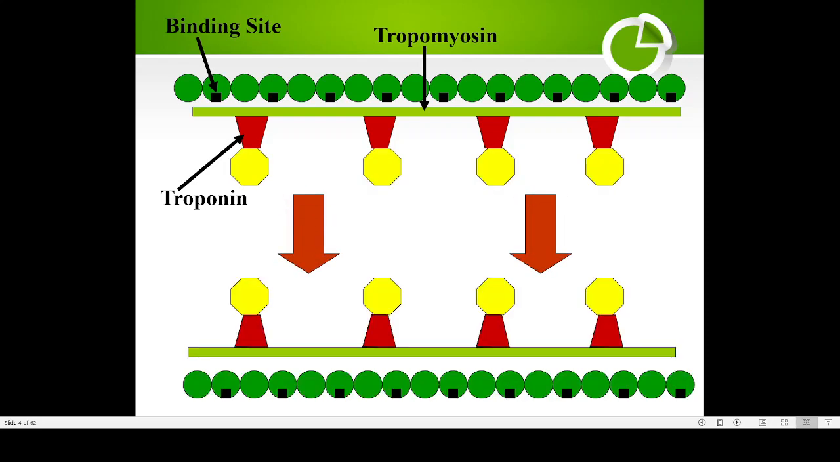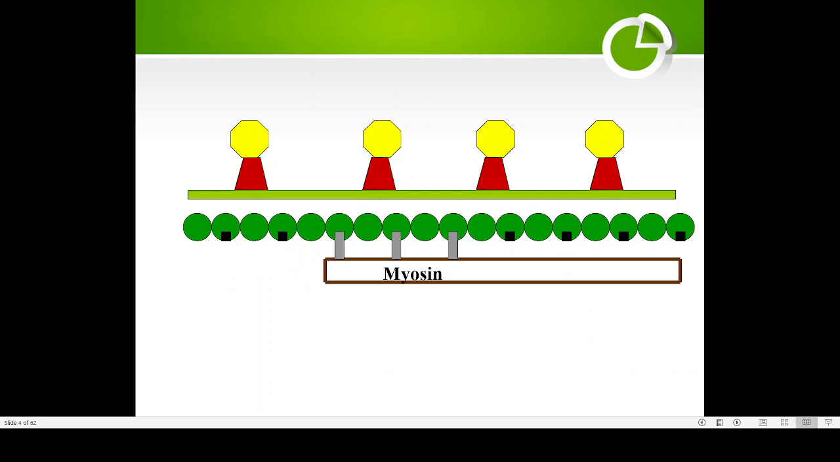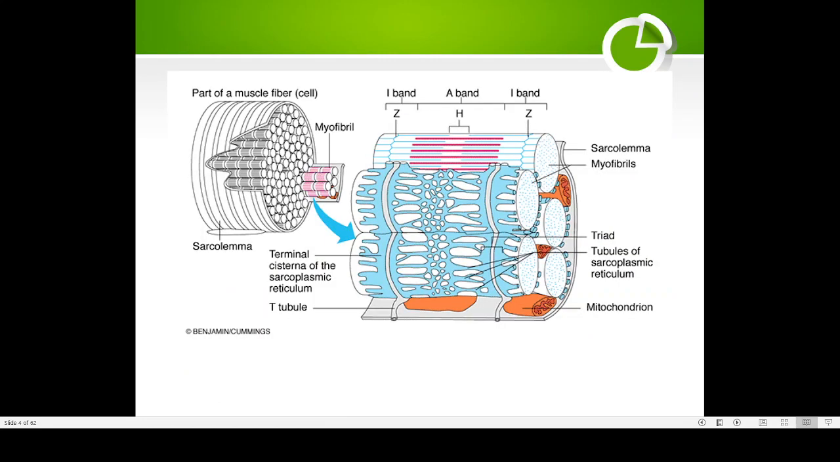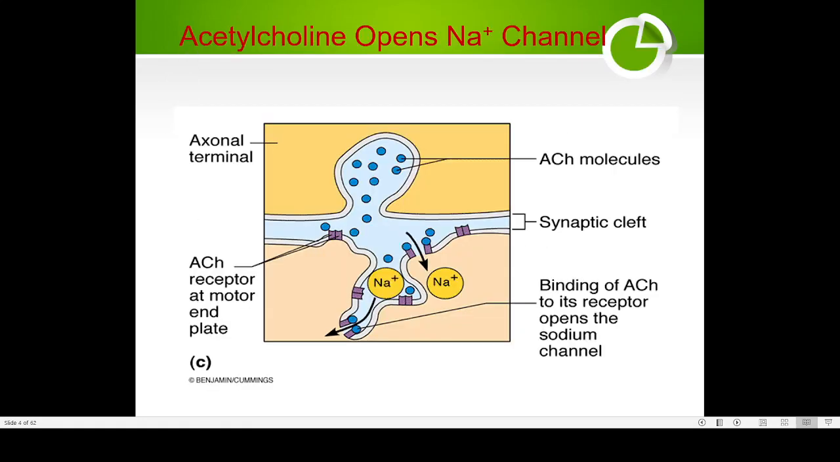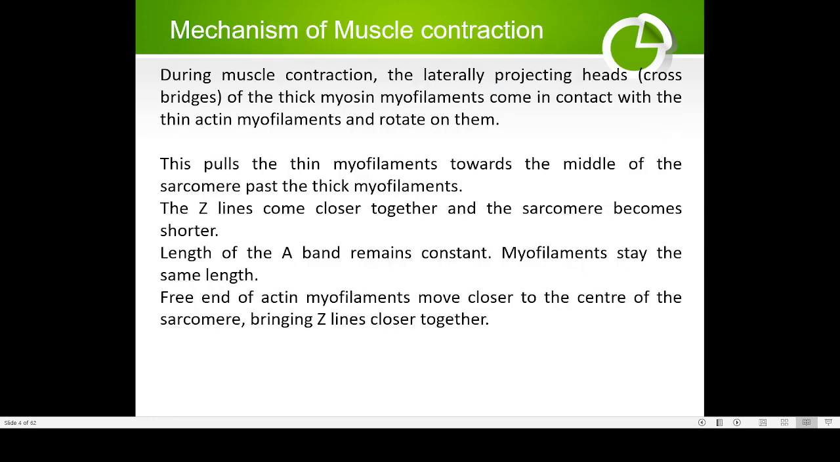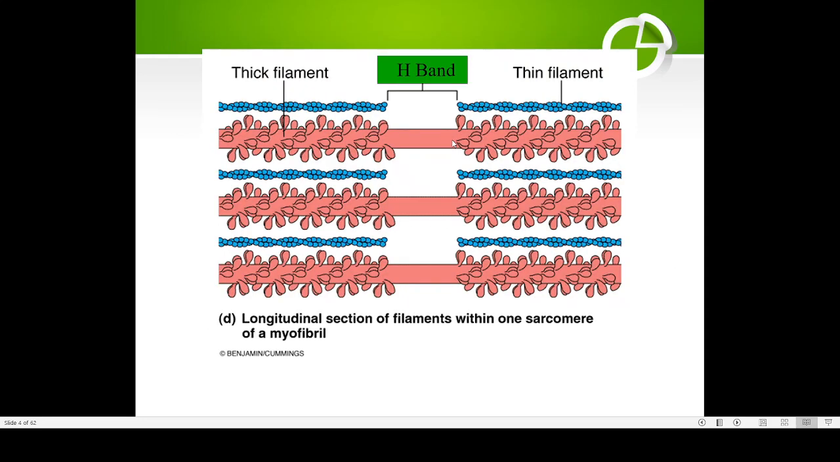So this is another picture. In a muscle contraction, this is the myosin. You can see that a number of unit element components are involved. Basically, in a muscle contraction, the laterally projecting heads of the myosin filament come in contact with the actin filament and rotate on them. See, this is how the whole process is going.